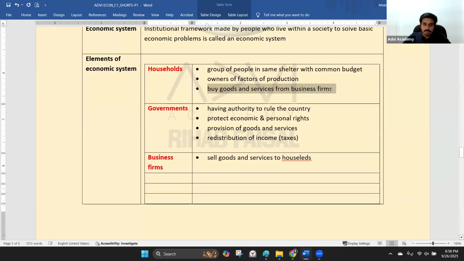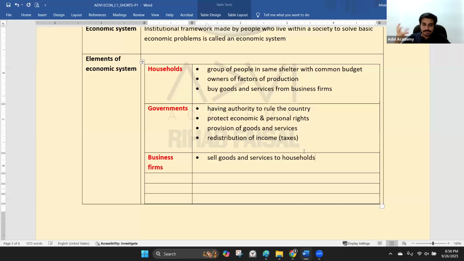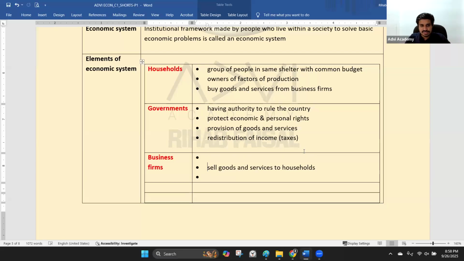Households buy goods and services from business firms. Business firms sell goods and services to households. If businesses want to produce goods and services, they need production, so they need factors of production. They obtain factors of production from households, and they sell goods and services to households.